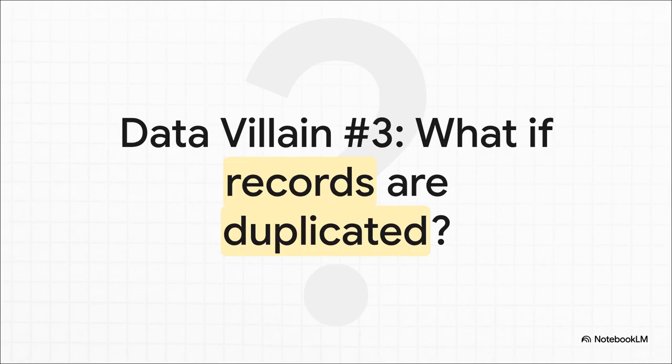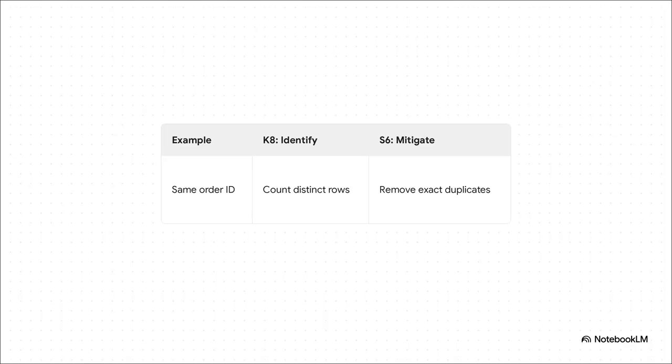This is a sneaky one because it can seriously inflate your numbers and throw your whole analysis way off. Your K8 check is easy. Compare the total number of rows to the count of unique rows. If those numbers don't match, you've got duplicates. The S6 fix for exact copies is simple. Just remove them. But the real skill is investigating the near duplicates. They might tell you a deeper story, like a customer trying to order again after a payment failed.